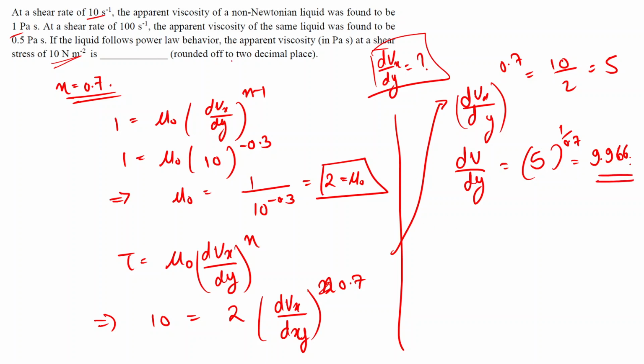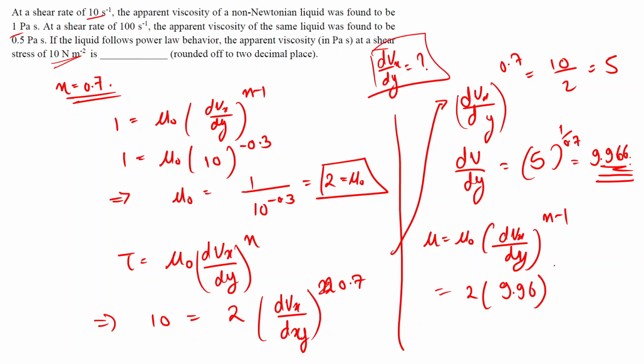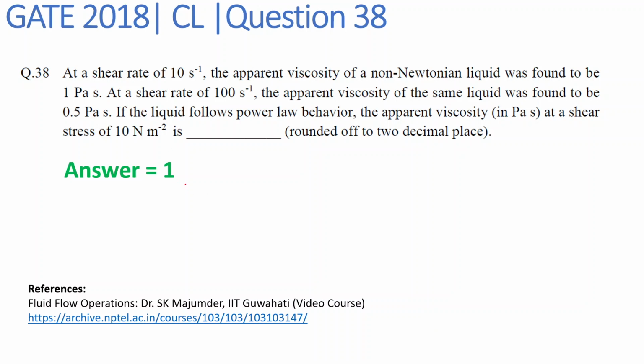Now we have to find the apparent viscosity, that is mu in this case. So mu is mu naught (dvx upon dy) raised to n minus 1, and we will replace all the values, that is 2, then this value 9.966, and n was 0.7, so n minus 1 will become 0.7 minus 1. We can solve this and the value of mu, that is apparent viscosity, will be 1 Pascal second. So the final answer we will write as 1.